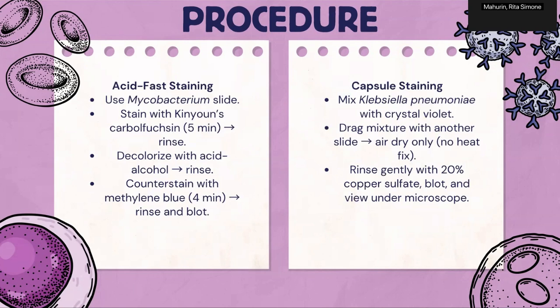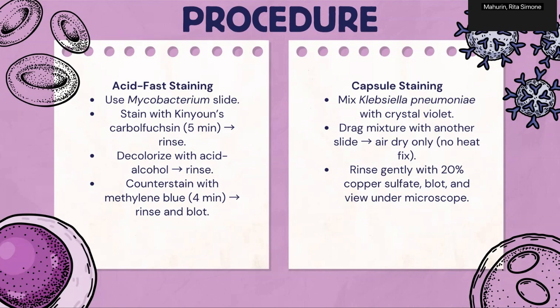For the acid-fast staining, we used the Mycobacterium prepared slide, and so we stained it with the carbol fuchsin for 5 minutes and rinsed it. We decolorized with the acid alcohol and then rinsed, and then we counterstained it with the methylene blue this time for 4 minutes and rinsed and blotted.